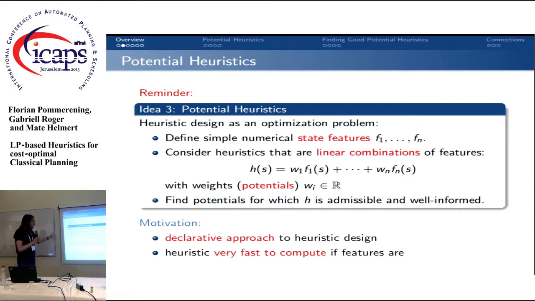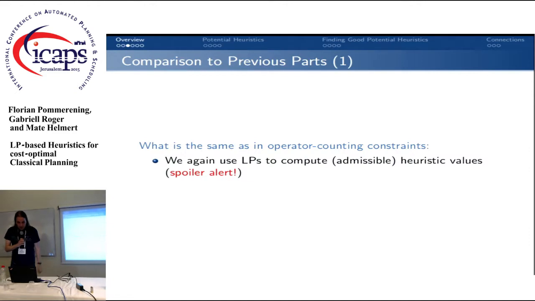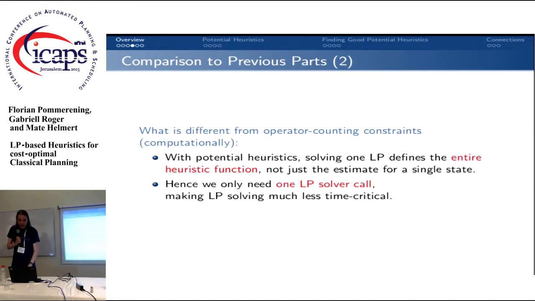And basically, I'll now elaborate on this. There's a little spoiler alert: we will again use LPs at some point. We have some similarity to what we talked about before, to the operator counting constraints. We again use LPs to compute admissible heuristic values. But there are some important things that are different, both computationally and conceptually.